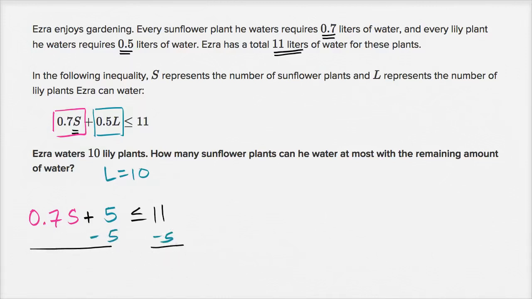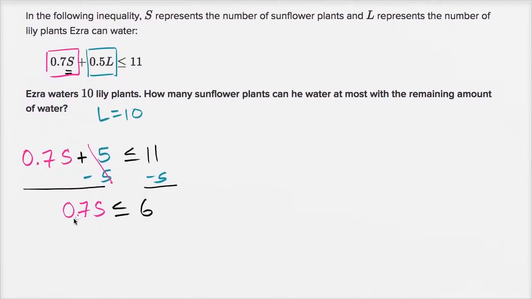on the left-hand side, we're going to just have 0.7 times S. So this expression, this is the total amount of water he's going to spend on the sunflower plants, has to be less than or equal to 11 minus 5, which is equal to 6. And so now we can divide both sides by 0.7. And we don't have to change the inequality because we are dividing by a positive number, 0.7. So we're going to get S is less than or equal to 6 divided by 0.7.